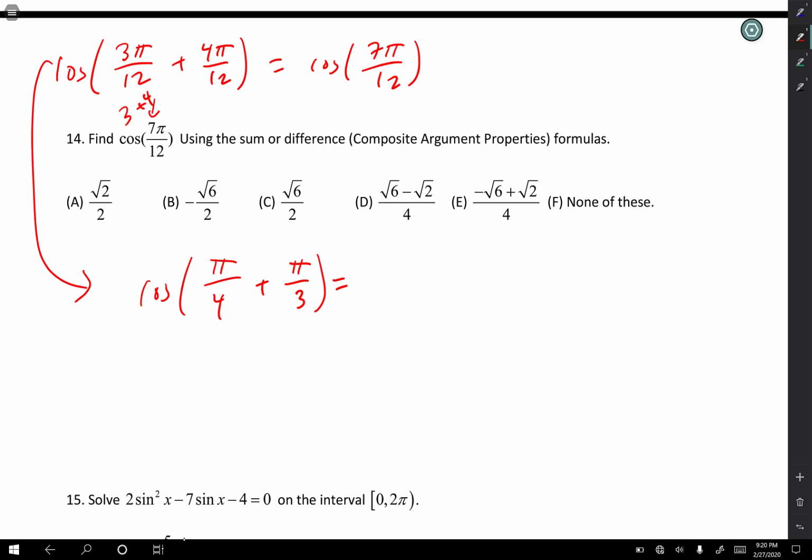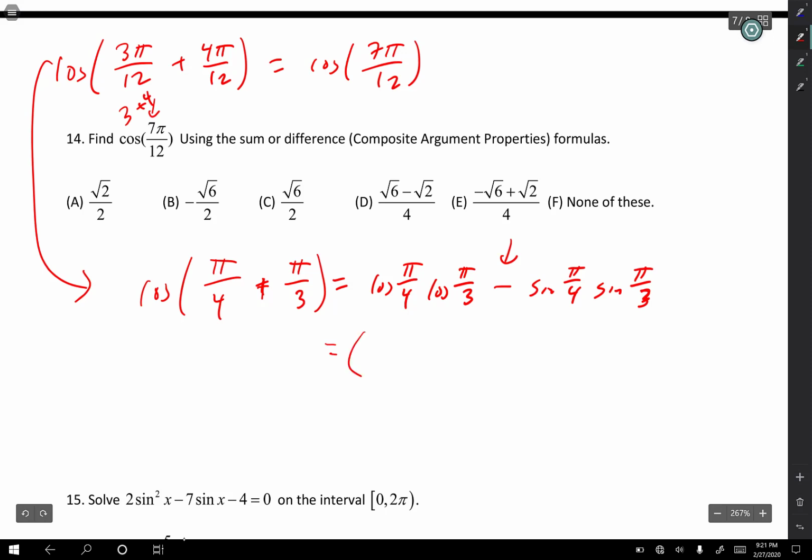Okay, so here we go. Cosine pi over 4, cosine pi over 3, minus. I almost put a plus there, but it's minus because the cosine toggles the sign. Sine pi over 4, sine pi over 3. And now the unit circle comes back. It never goes away, guys.